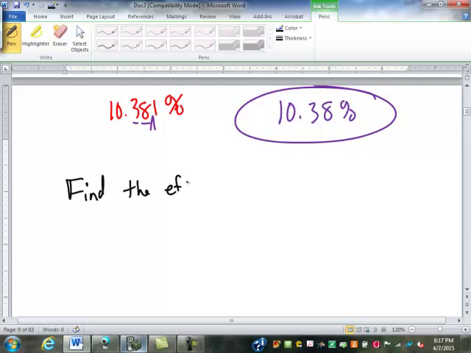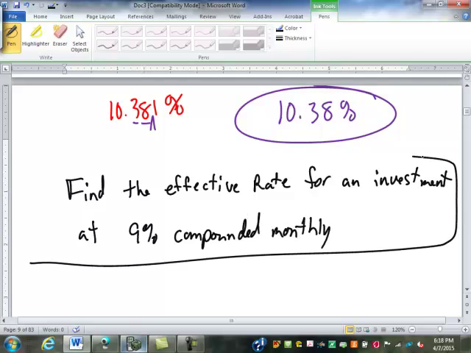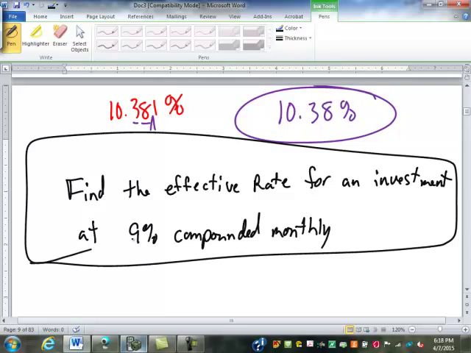Find the effective rate for an investment at 9% compounded monthly. Now it's break time. We'll come back and discuss the answer to that when we come back.